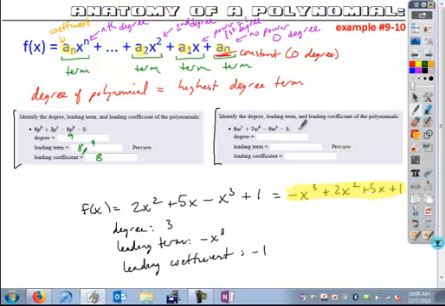In the second example, it's still written in order. It's written in the order from highest to lowest. So the degree is 7. The leading term is the whole term, 6w to the 7th. And then finally, the leading coefficient is just the multiplier in front, which is 6. Again, pretty straightforward.